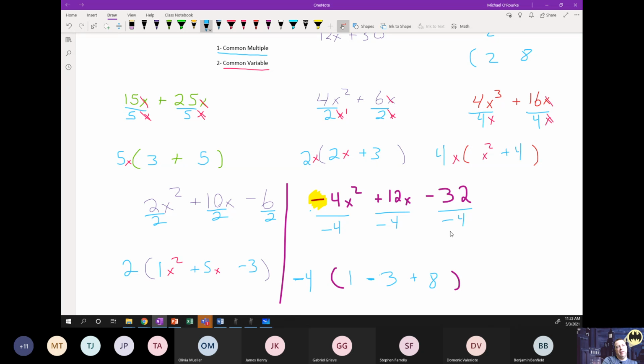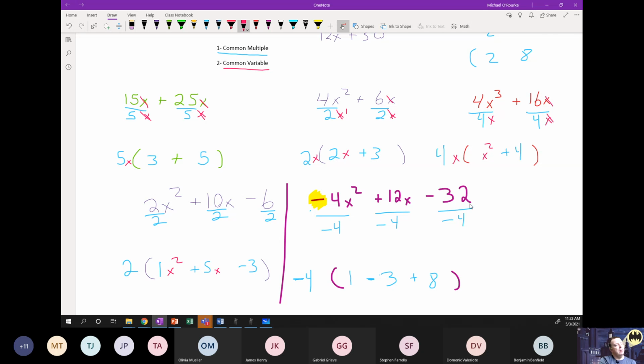Now, do we have a common variable between all these three? Yes or no? Do we have a common variable? That's the one part I'm confused on. Like, I get everything else, I just don't understand the variable part. Well, is there a common letter between all three of these terms? Well, no, but there is between two of them. No, I'm looking for all three. No.